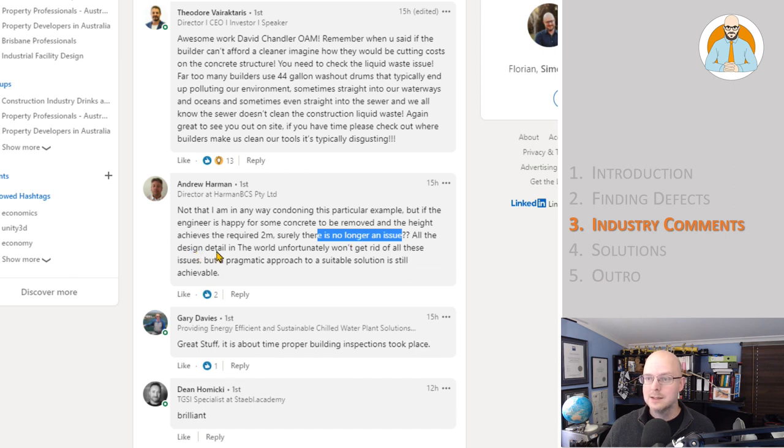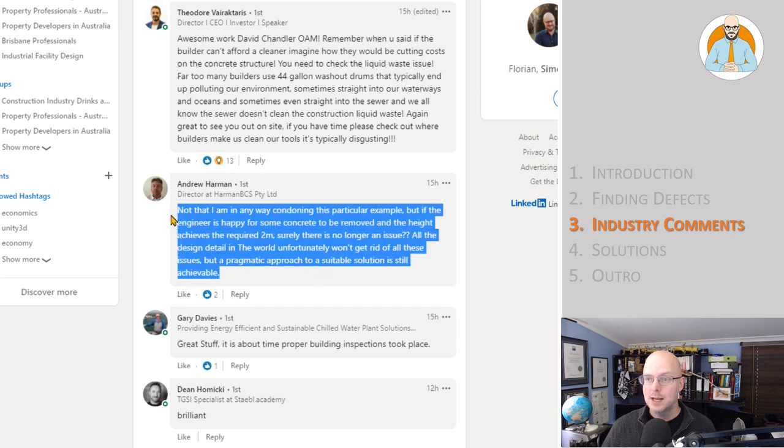All the design detail in the world, unfortunately, won't get rid of all these issues, but a pragmatic approach to a suitable solution is still achievable. Now, that's a good point. It looks dramatic. What if the engineer is happy with it? What if you put a protective compound to ensure that there's no issue in the moisture getting into the concrete? What if you seal it up? What if it's just temporary? Remember, if it's a building under construction, it's just a work in progress, and they find a solution.